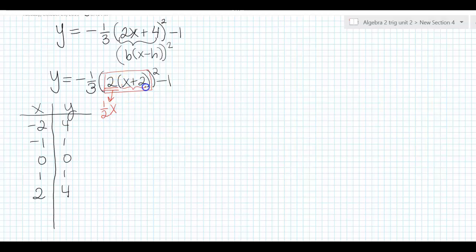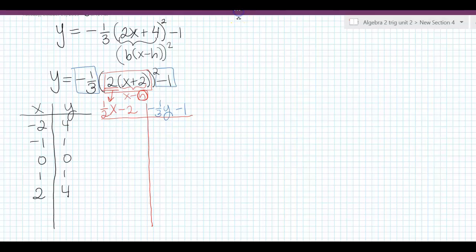And remember that this other quantity here is x minus h. So even though it says x plus 2, the h value there, if it comes from the formula x minus h, would be a negative 2. And then our vertical transformations are the things that are outside of the function, the things that are happening after the squaring is done. So we see a negative 1/3 multiplying our y and a minus 1. Okay. So before I go through the chart and write these down, I just want to go through what I would say about these verbally.